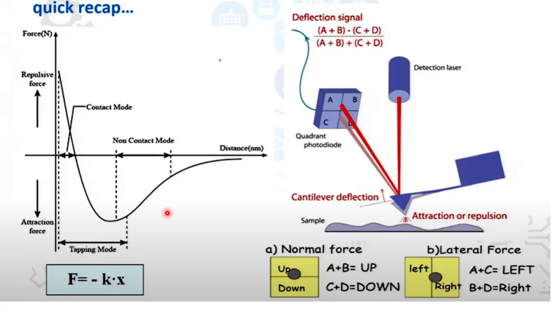And the governing equation of the AFM is F equals minus k times x. And this is the detector. So from left to right and from up and down, you are getting different force values, and by getting the different force values from different directions, you then make the image through the software.